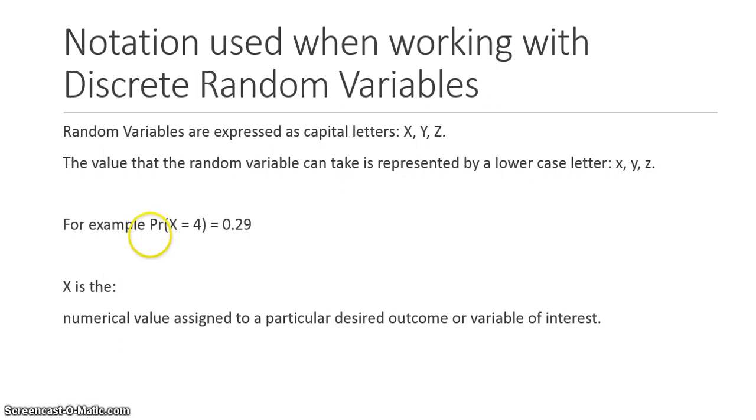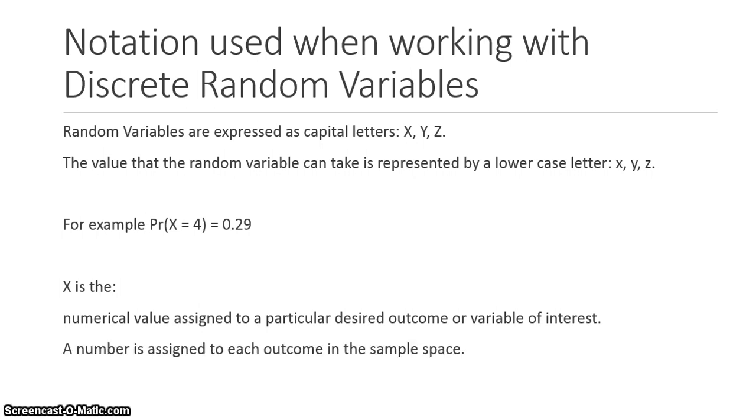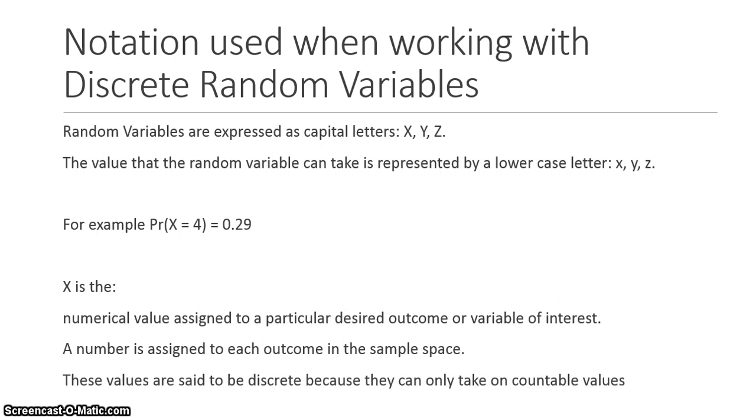So once again, X is the numerical value assigned to a particular desired outcome or variable of interest. A number is assigned to each outcome in the sample space. These values are said to be discrete because they can only take on countable values. We will illustrate this in our next tutorial when we look at a number of examples and turn them into discrete probability distributions. Thank you for listening.